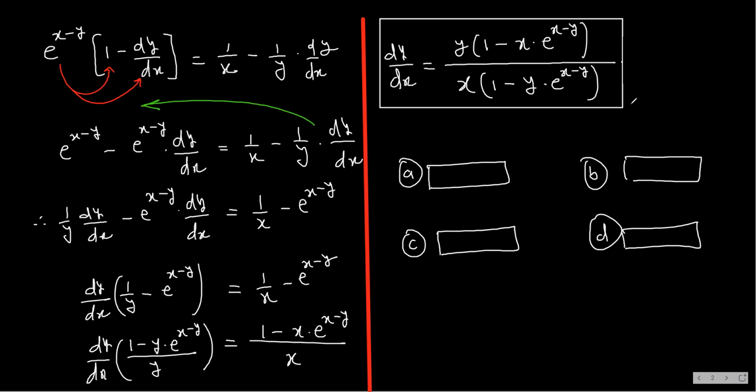Now, what do I mean by modified answer? See, the modified answers are obtained by substitution. Now here I would like to bring your attention to this part. See here, e raised to x minus y. Look at this, e raised to x minus y.